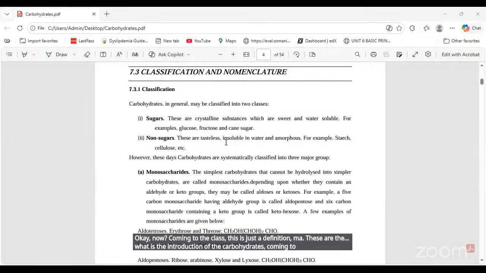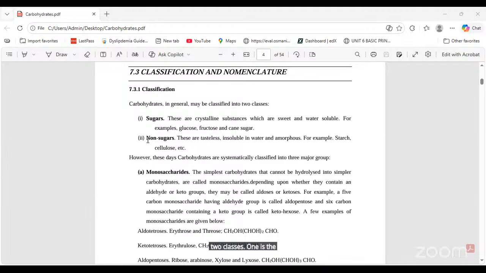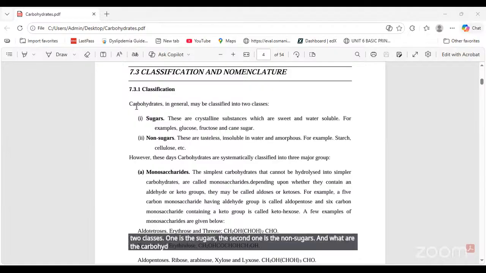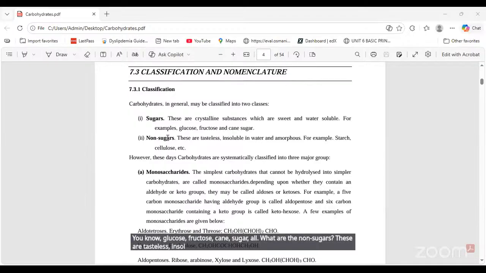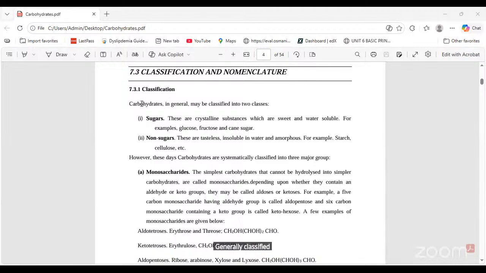Coming to nomenclature and classification, carbohydrates can be classified into two classes. One is sugars, the second is non-sugars. What are the carbohydrate sugars? Sugars are crystalline substances which are very sweet and water soluble, like glucose, fructose, cane sugar. What are the non-sugars? These are tasteless, insoluble in water, amorphous. Examples are starch and cellulose. These two are generally classified as carbohydrates.